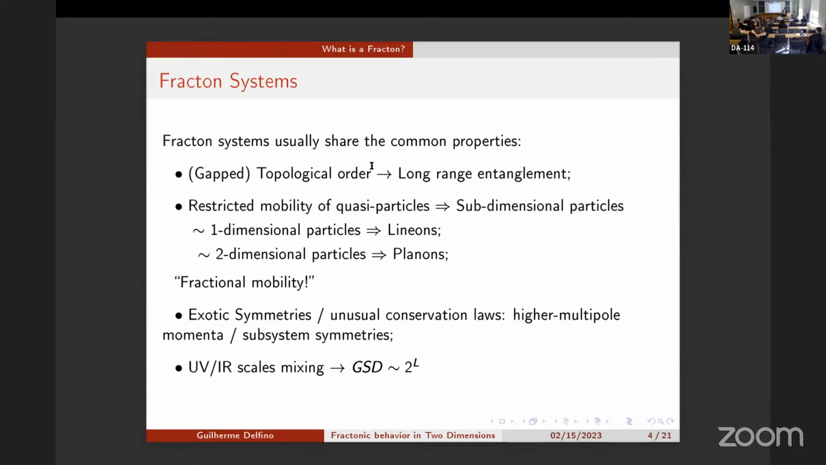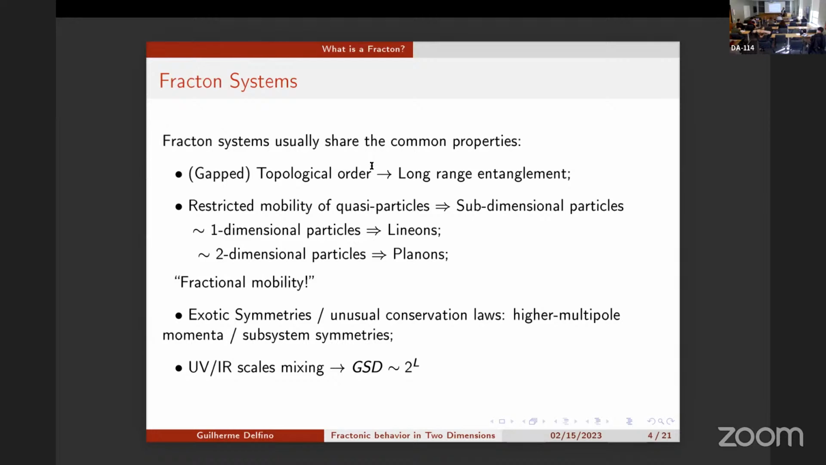Here, I'm always using the names quasi-particles, particles, or excitations as the same thing. For me, there is no difference among them. And a zero-dimensional particle is a particle that cannot hop at all. This is what we call a fracton. So they have this kind of fractional mobility. They arise in these very strongly correlated systems where not only the charge, the spin and the statistics can be fractional, but also their mobility. So they are kind of special.